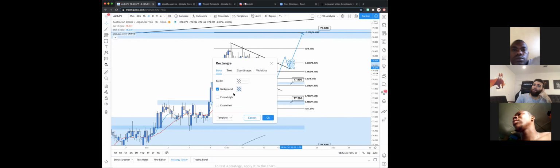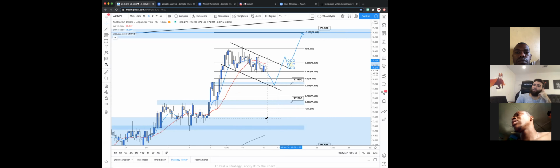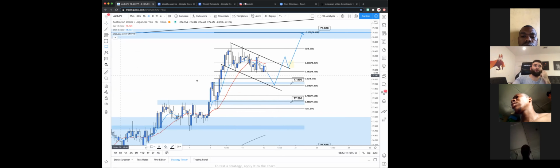For you guys that don't know, flags are just continuation patterns. That's why, as Nick has drawn, it's more likely that price will find support at one of these levels and then go to the upside. So that's why we're basically positioning for a long out of this, even though it's pulling back right now.